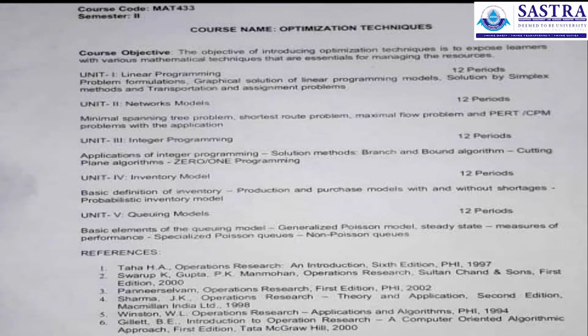Inventory model. You know what an inventory is? Physical stock of goods is called an inventory. There are 3 basic costs associated with an inventory control problem: holding cost, ordering cost, and one more, shortage cost. Other costs are also there.